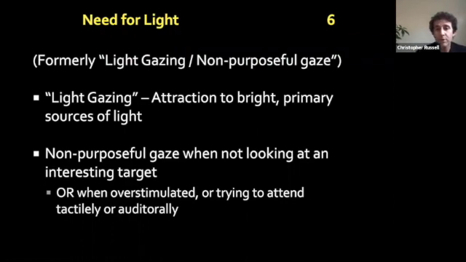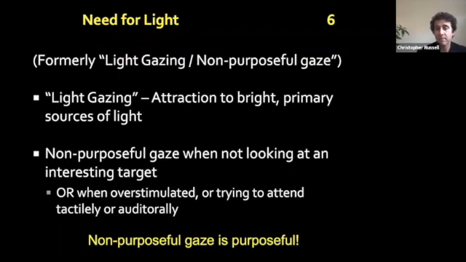But we don't really use that term non-purposeful gaze anymore because non-purposeful gaze is purposeful. It serves the purpose of trying to attend to other senses. I'm looking away so that I can listen to you. It's not a sign of inattention. It's not a sign of being zoned out or not paying attention. It actually could be the opposite for a lot of our kids.